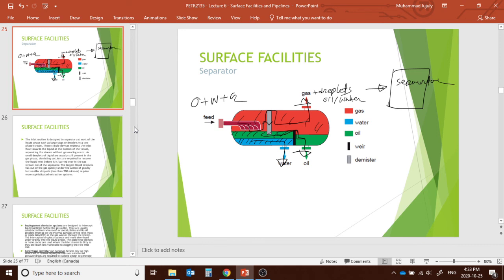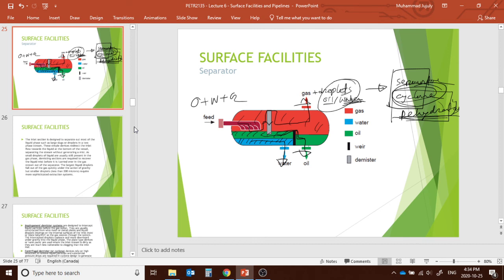What type of separator could it be? It could be a cyclone separator, or it could be a dehydration unit. It depends on what types of residue we have. We do the composition analysis, and if we see the droplets are more like gas condensate, we send it to the cyclone separator. Or if it mostly contains water, then we send it to the dehydrator. But if it has both contents, then we send it to both, the cyclone separator and the dehydrator.